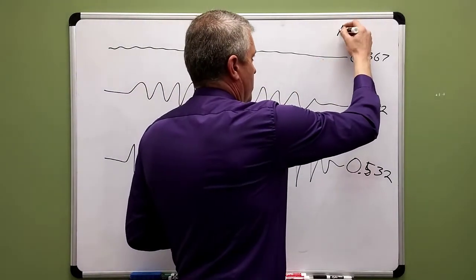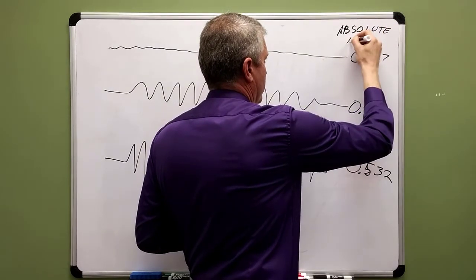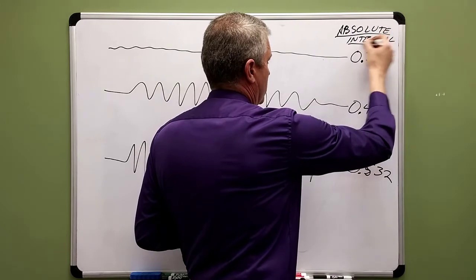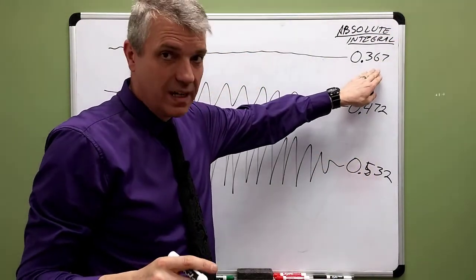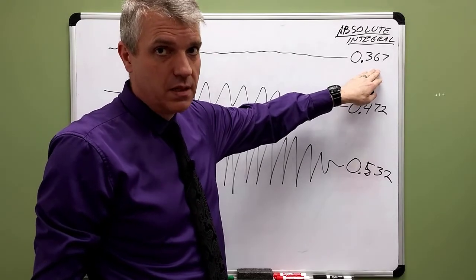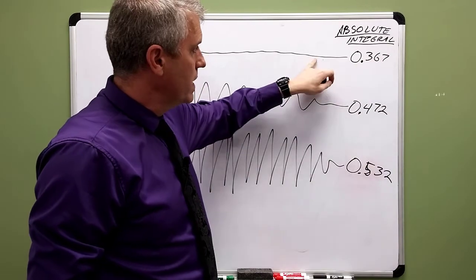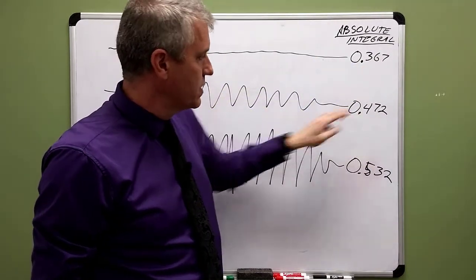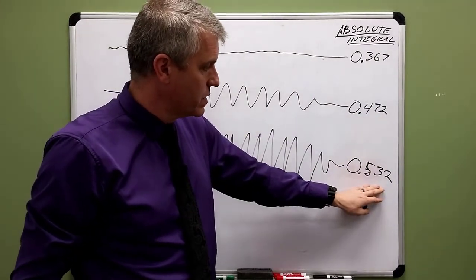Again, each one of these is the absolute integral of the EMG. And notice that there's no units here. When this math is done, the units are removed. Less electrical activity, that number is lower. A little bit more electrical activity, that number is going up. Even more electrical activity, that number is going up.